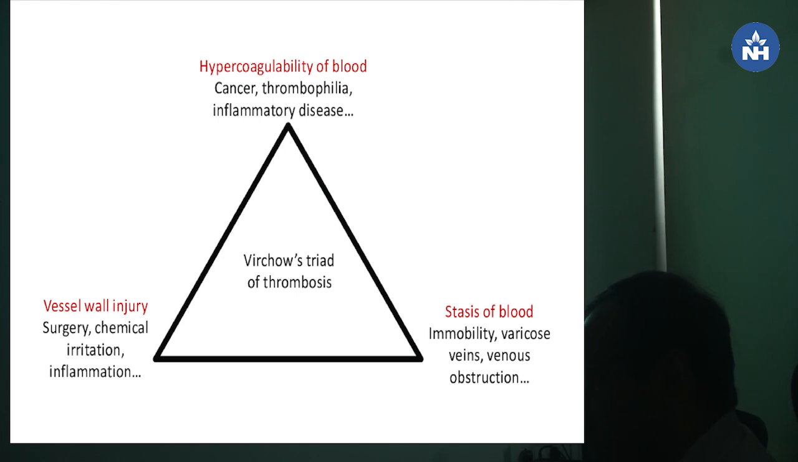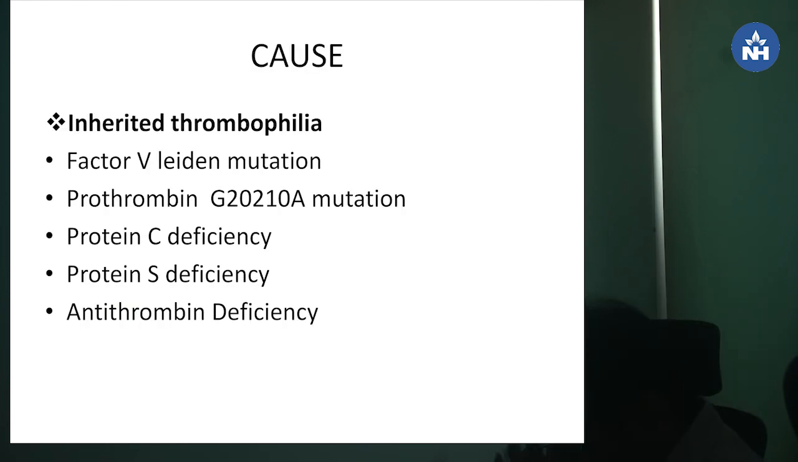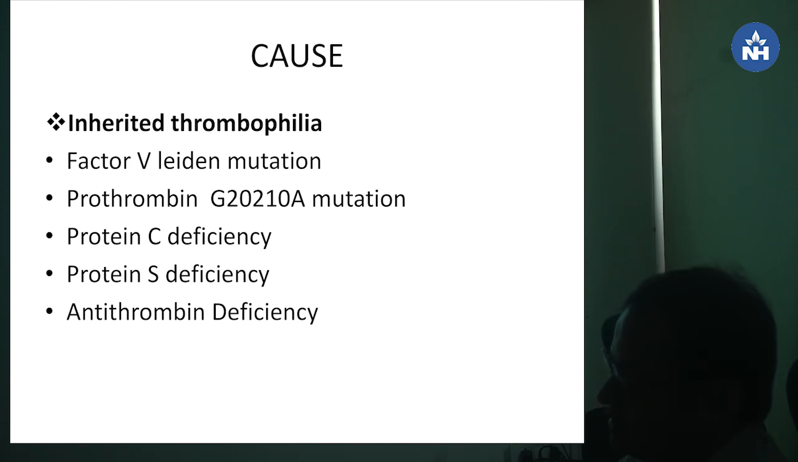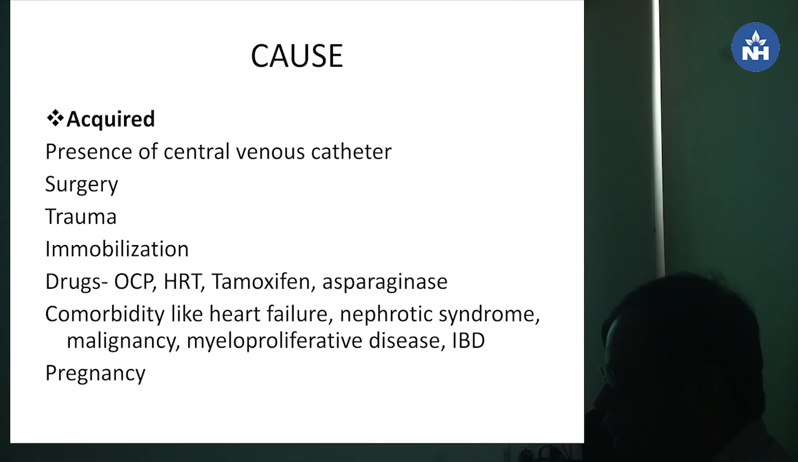Hypercoagulability of blood can be caused by cancer, thrombophilia or inflammatory disease. Vessel wall injury: surgery, direct trauma, chemical irritation or inflammation. Stasis of blood: immobility, varicose vein, venous obstruction, etc. Now the causes. Inherited thrombophilia is due to factor V Leiden mutation, prothrombin G20210A mutation, protein C deficiency, protein S deficiency and antithrombin deficiency. Among all these, factor V Leiden is the most common.